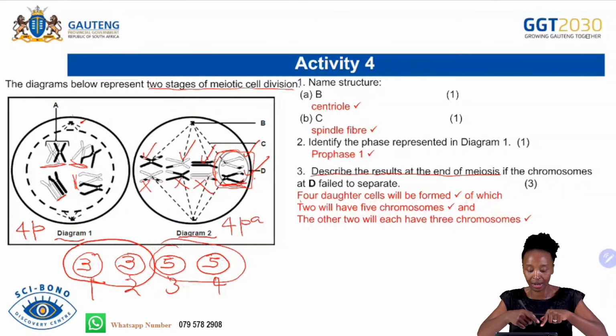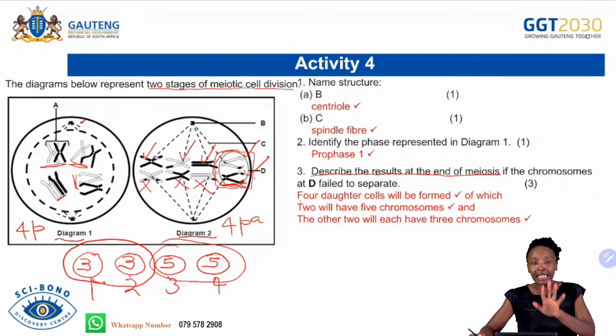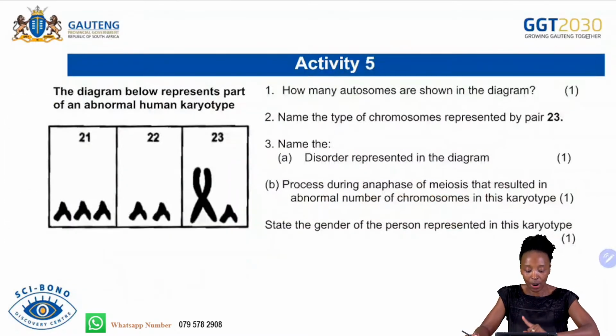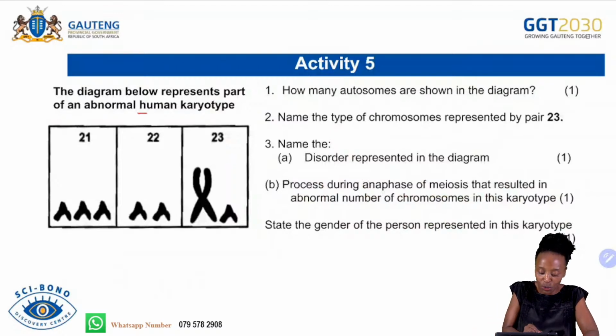see in this diagram. So these are the questions on meiosis part 2, non-disjunction, and I hope that with these questions, we have clarified most of the things that you still needed answers to. So now we're going to look at one last one before we go through the last part of this session. The diagram below shows part of an abnormal human karyotype, and here we know it's human.